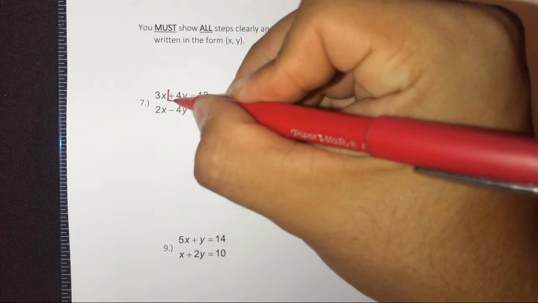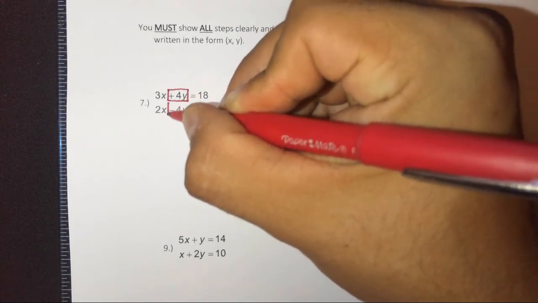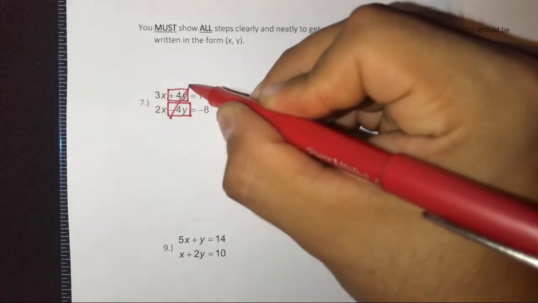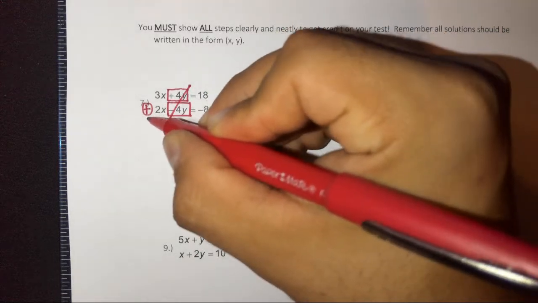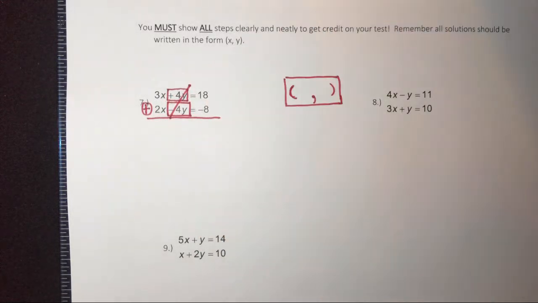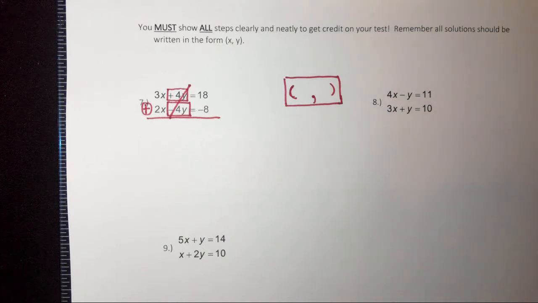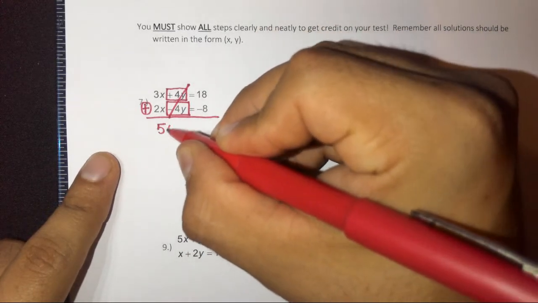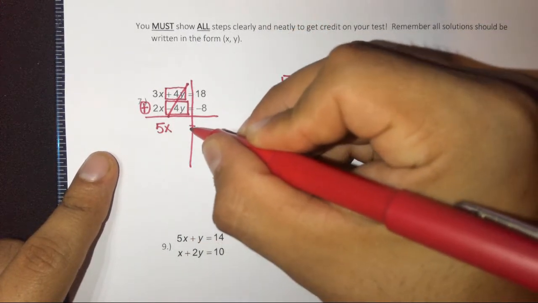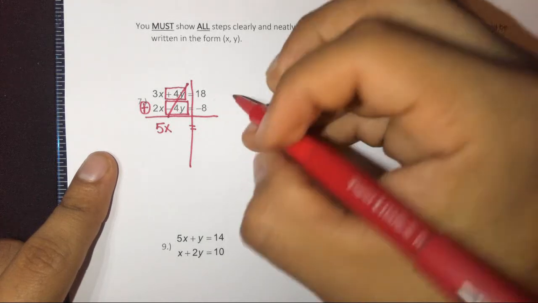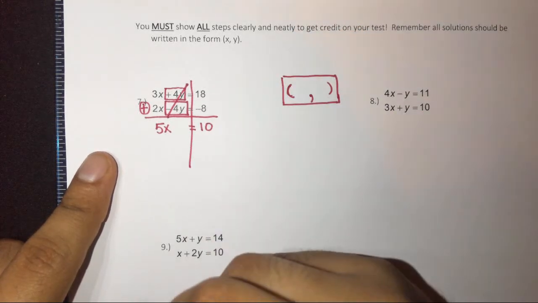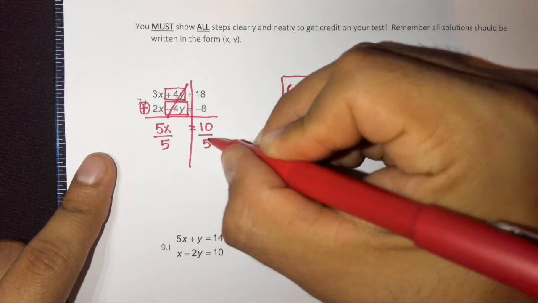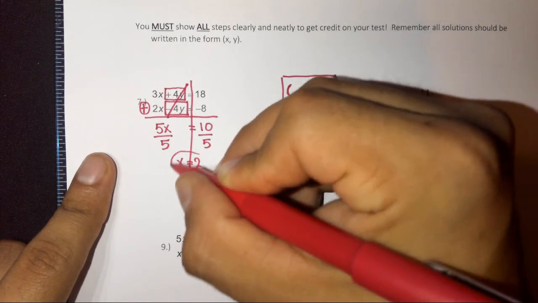But the thing here that I notice is that I have a positive 4y and a negative 4y. And I know that if I add those two together, that's going to create a zero pair. So I can actually skip the step where I multiply this by something, and I can just immediately add it together. That makes my equation a lot easier. So now I just have 3x plus 2x is going to give me 5x. Draw my line down my equal sign. 18 plus negative 8 is going to give me 10. And now from here it's just a one-step problem of dividing both sides by 5. And I get that x is equal to 2.